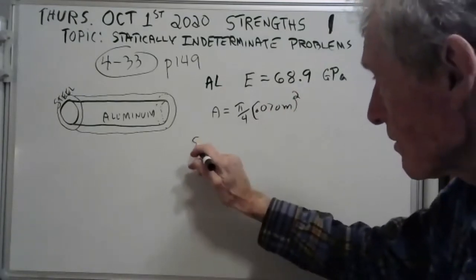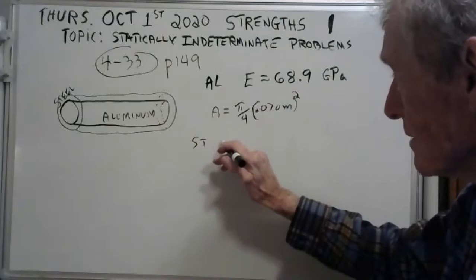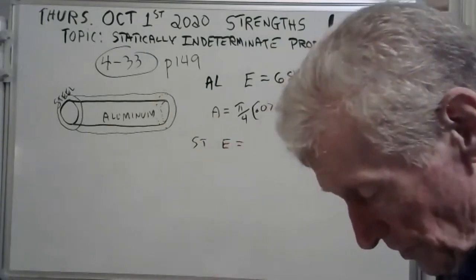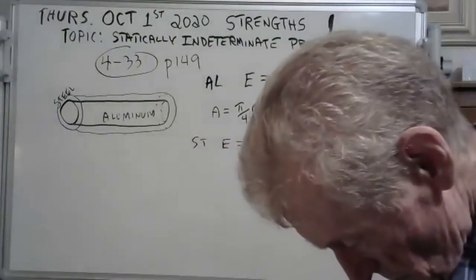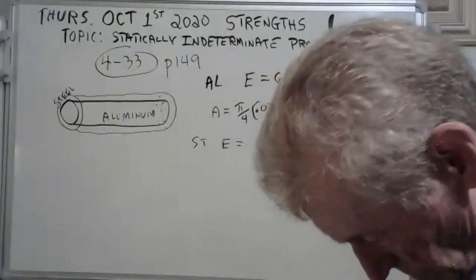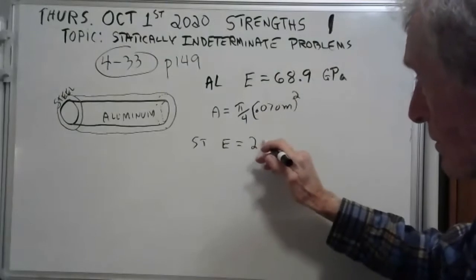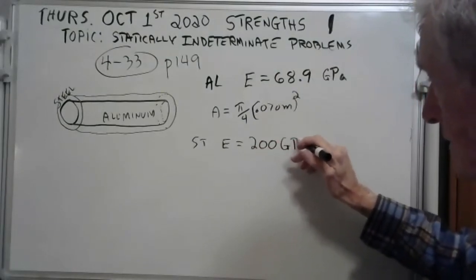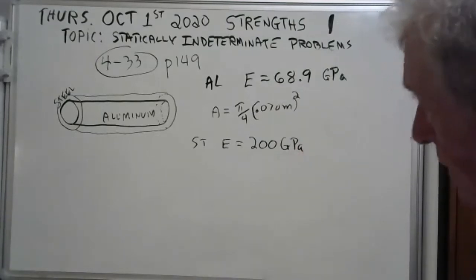Now let's do the steel. The steel, the modulus of elasticity is 200. I'm looking this up in the back of the book. Can you find it? So see if you can find those.